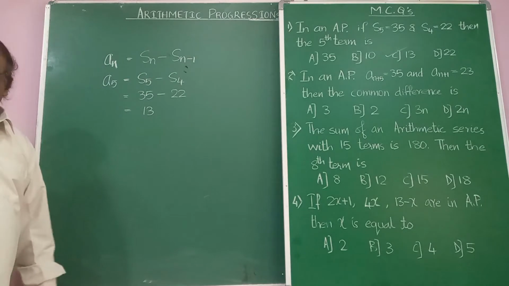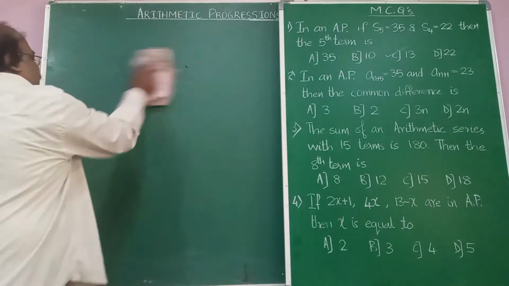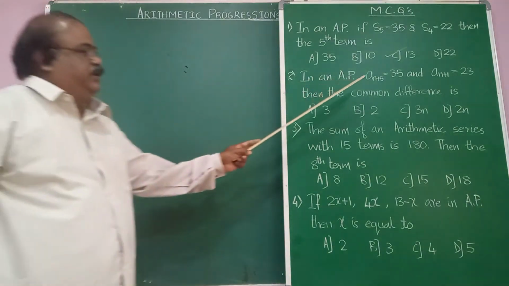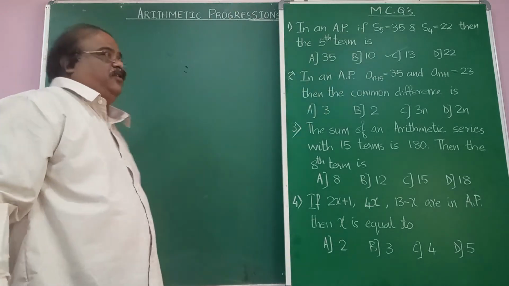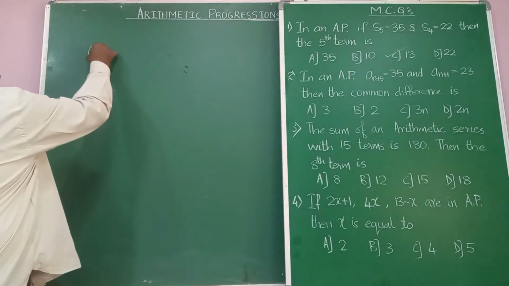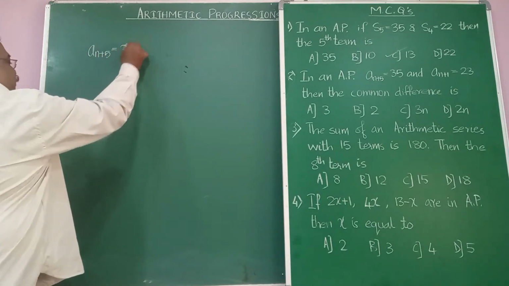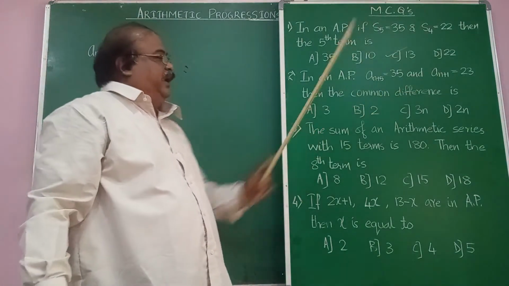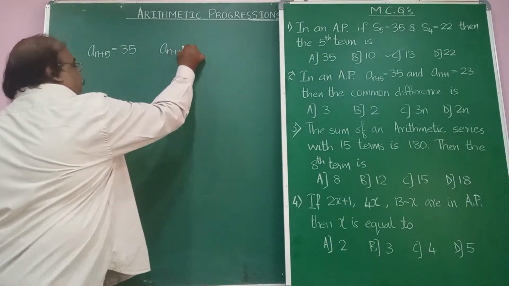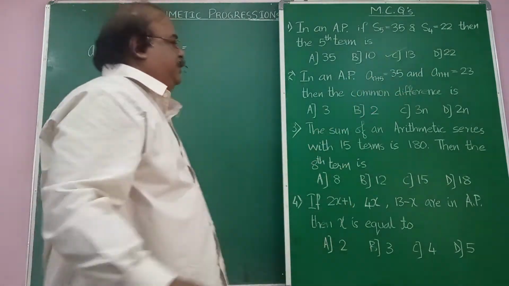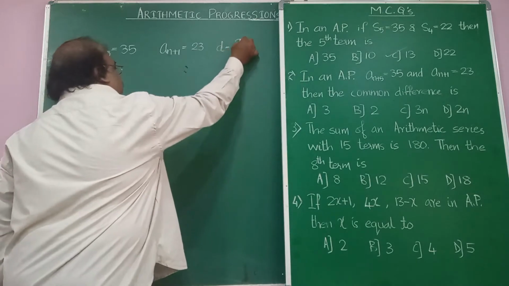Let's go to the second sum. In my second sum, in an arithmetic progression, the value of a n plus 5 is equal to 35. What is given to you? A of n plus 5 is equal to 35 and a of n plus 1 is equal to 23. You are asked to find out the common difference.